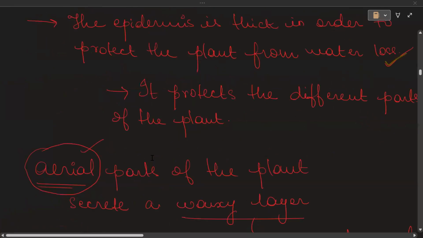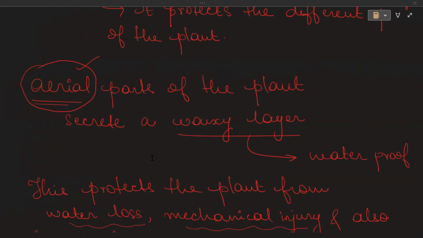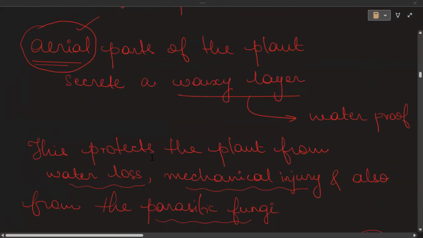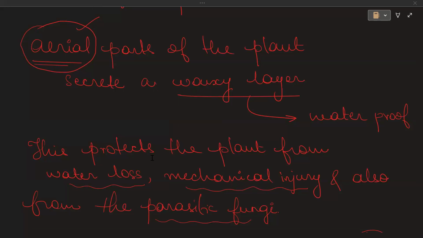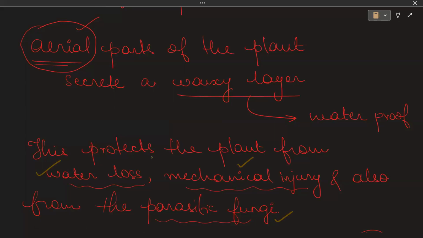Now see, the aerial parts, meaning all those parts of the plant that are above the ground, secrete a waxy layer on top of the epidermis, and this waxy layer makes the epidermis waterproof. This is done so that the plants can be protected. Protected from what? They can be protected from water loss, from mechanical injury, and also from all sorts of parasitic fungi, meaning all sorts of parasites that can harm them.